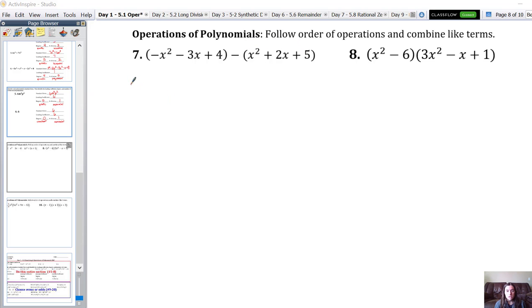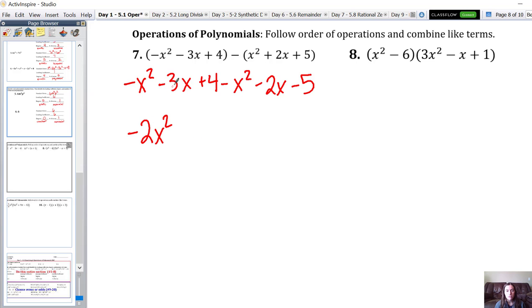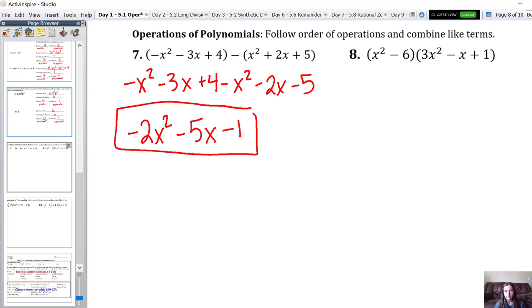So keeping the first trinomial the same, that's not changing yet. Negative x squared minus 3x plus 4, distributing that negative, minus x squared minus 2x minus 5. And now we're going to combine like terms. I have negative x squared minus x squared, which is negative 2x squared. Negative 3x minus 2x is negative 5x. And 4 minus 5 is negative 1. All that we're doing here is simplifying, so we are done with number 7.